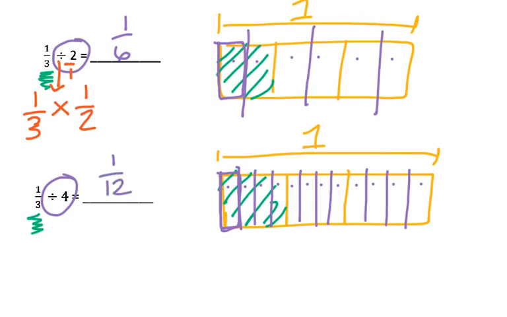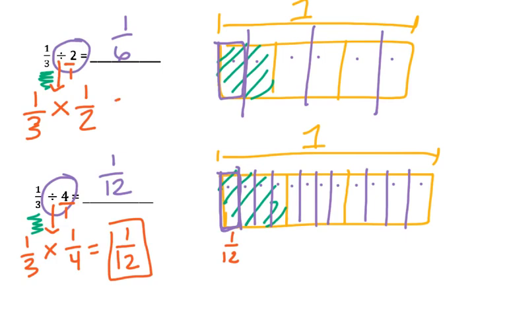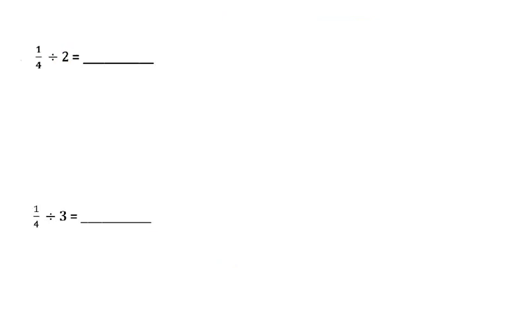So mathematically what we're doing here, right, 1/12, is multiplying. And we're going to change 4 to a fraction, 4/1. But really, we have to flip it, right? So we're multiplying 1/3 times 1/4, and that gives us 1/12, right? Like that was 1/6.